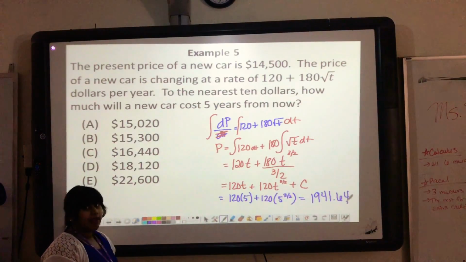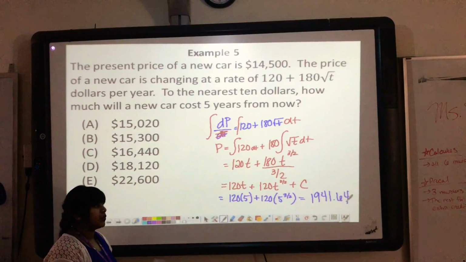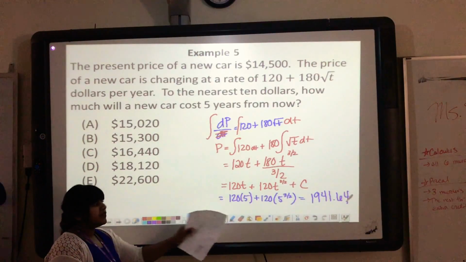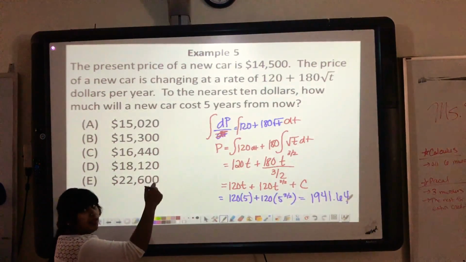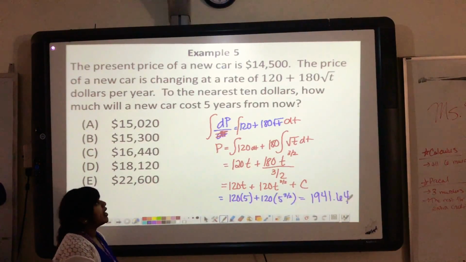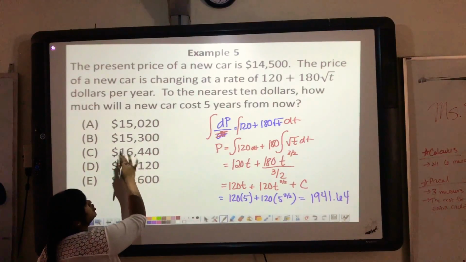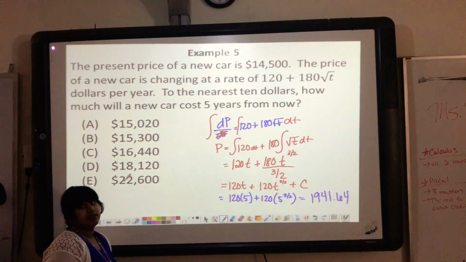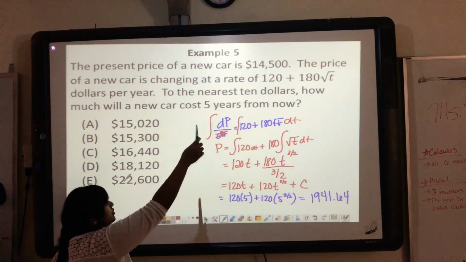Well, if that's all I got, if that's where I stopped, because this is where we've been stopping so far, we got really lucky that the multiple choice doesn't have that as an answer to kind of distract us. But you can tell from the multiple choice that that's obviously not the end.